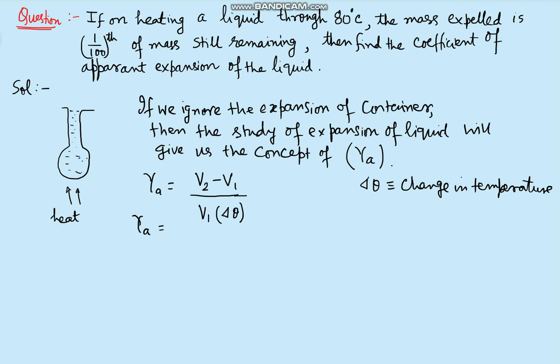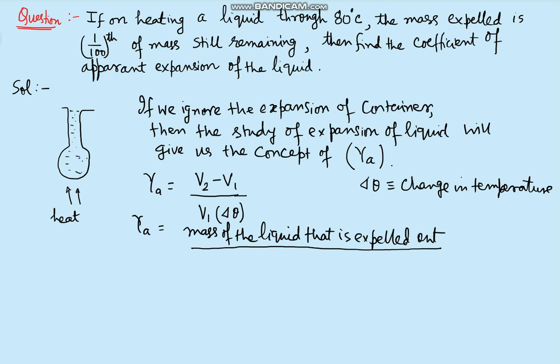Why is the liquid expelled? Because the liquid expands, is it not? So therefore, if I consider that this volume is directly corresponding to the mass, so basically V2 minus V1 corresponds to the liquid that is expelled out. So this is the mass of the liquid that is expelled out divided by V1. V1 is the original volume of the liquid.